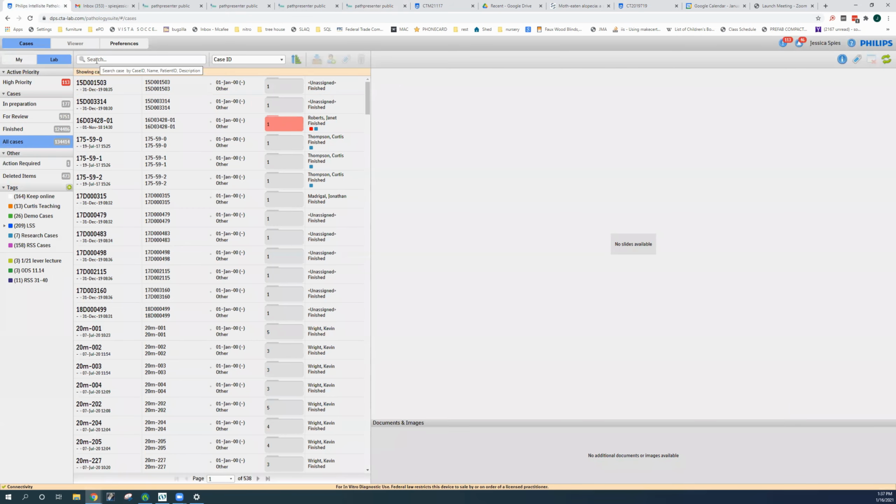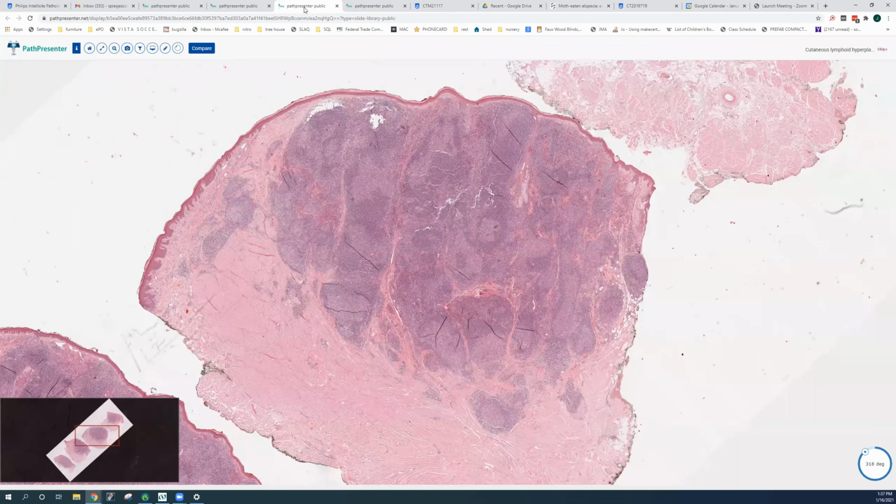Let's go to our next case, which is another Path Presenter case. And this is the cutaneous lymphoid hyperplasia that you can see in association with Borrelia. Other names for cutaneous lymphoid hyperplasia are pseudolymphoma or lymphocytoma cutis. We see pseudolymphoma on a regular basis in our practice, but we don't see Borrelia-associated pseudolymphoma in the US. It's mostly seen in Europe.